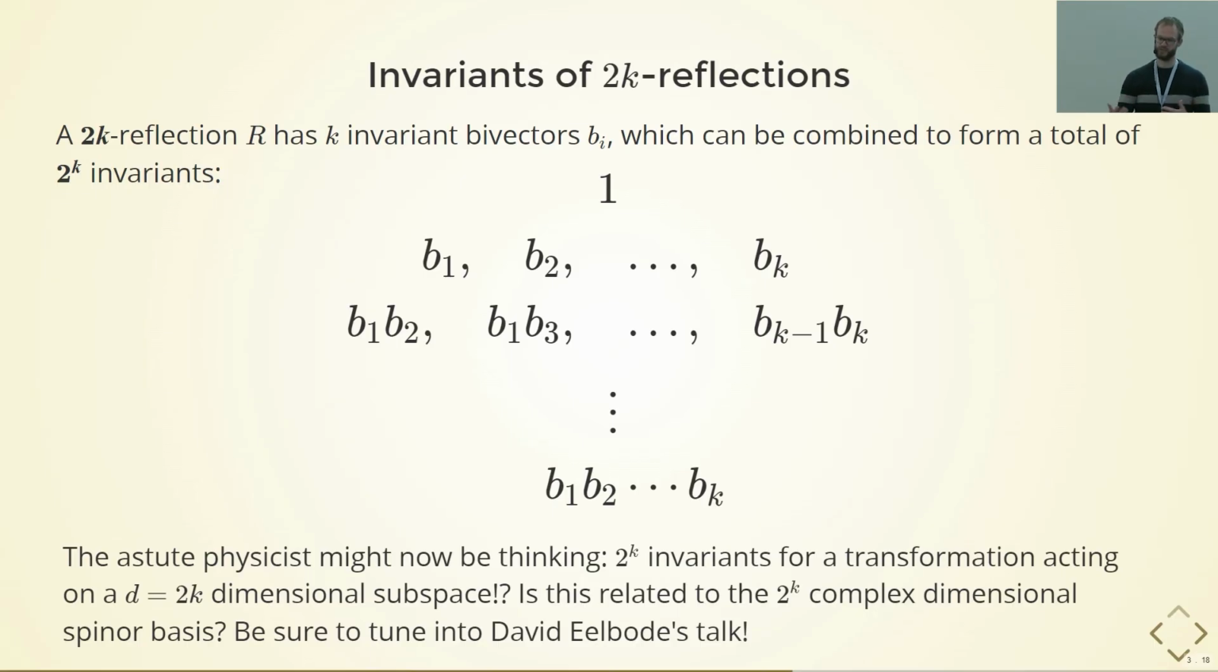And the astute physicist might be thinking, oh, but 2 to the power k invariants in a transformation that acts on a 2k dimensional subspace, that sounds familiar to spinors, because spinors have the same 2 to the k, but complex dimensional degrees of freedom. And if that is a question you are indeed curious about, then again, I can highly recommend David's talk tomorrow.